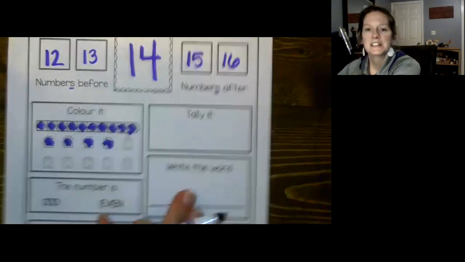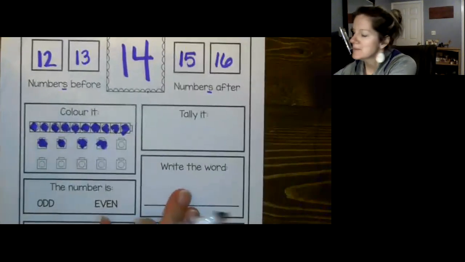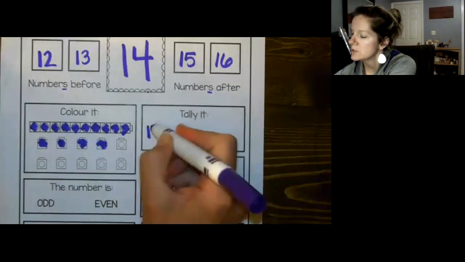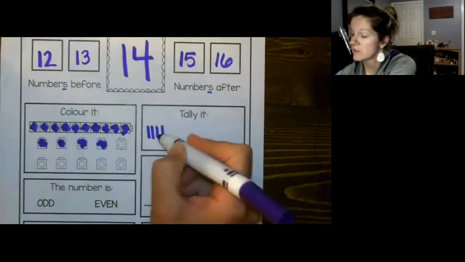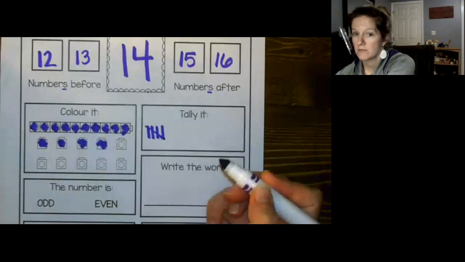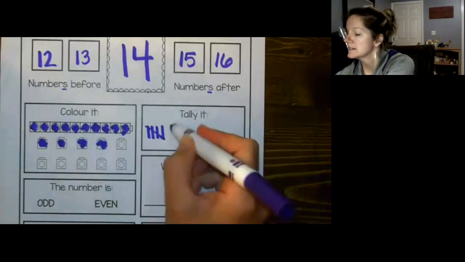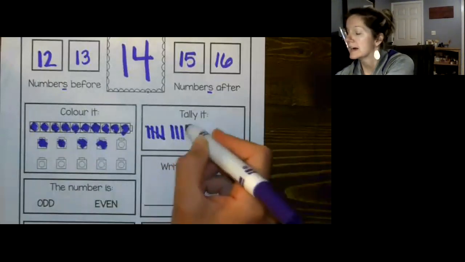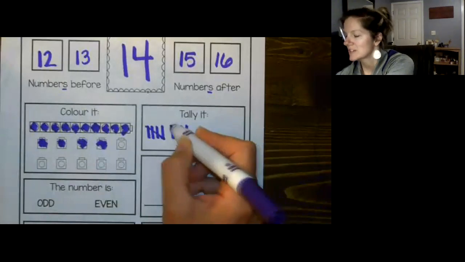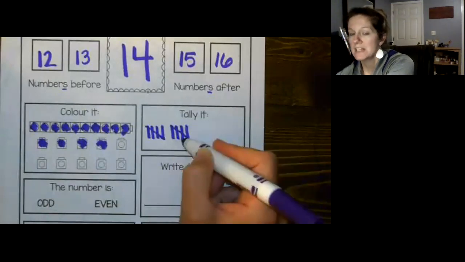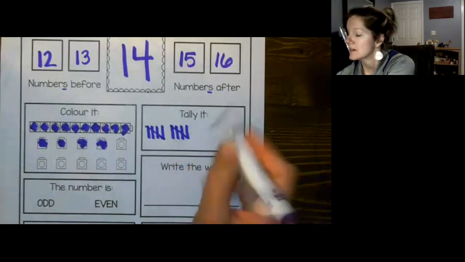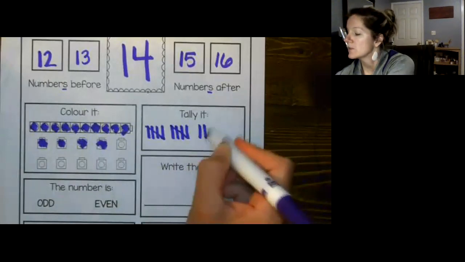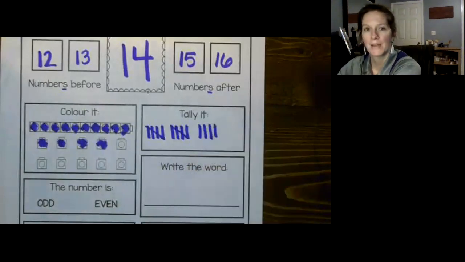Okay? They want us to tally it. You ready? All right. 1, 2, 3, 4. What do we do for the 5? 5. So there's 5, 6, 7, 8, 9. Flash it again, 10. So there's our group of 10. How many extra ones? 1, 2, 3, 4. Okay? All right, now they want us to write the word.